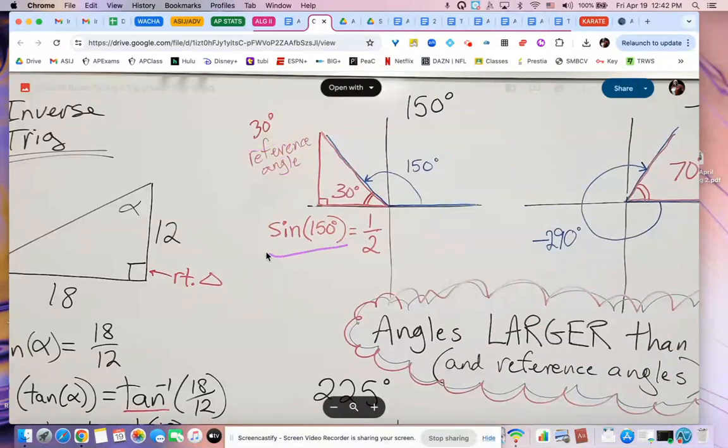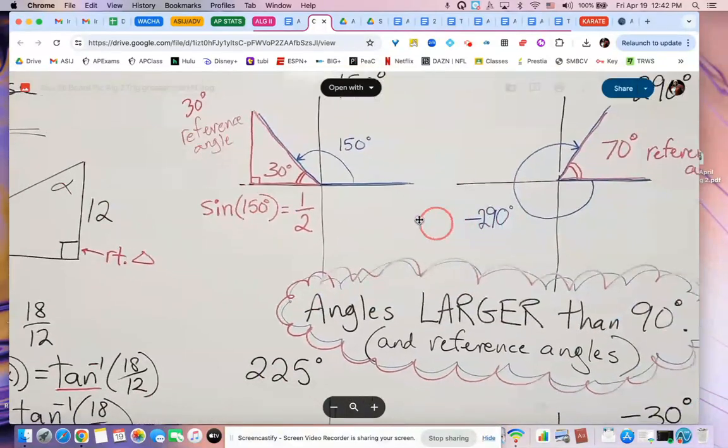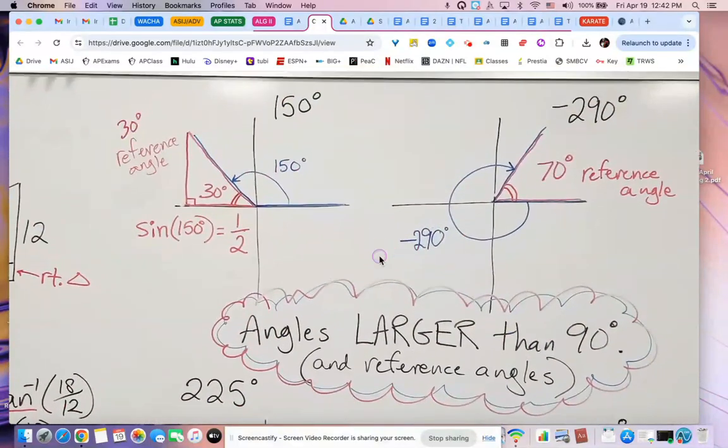So I can also say the sine of 150 is 1/2 because its reference angle is 30 degrees. And we're just saying, oh, sine of 150, that's the same thing as sine of 30. Now there's one little thing we got to add on to that though. So here's the thing.